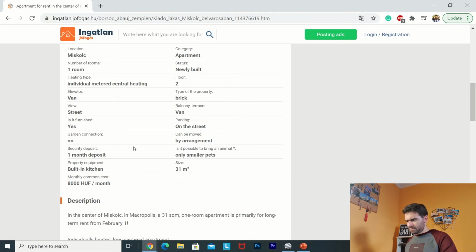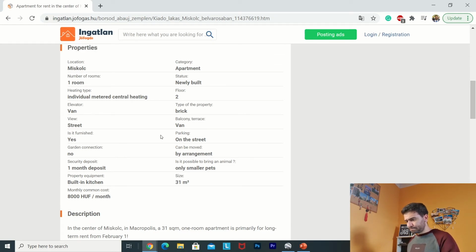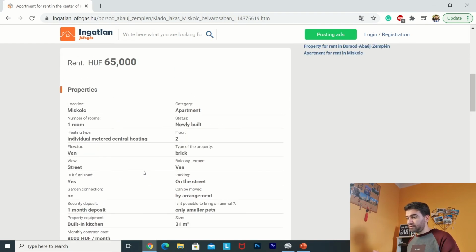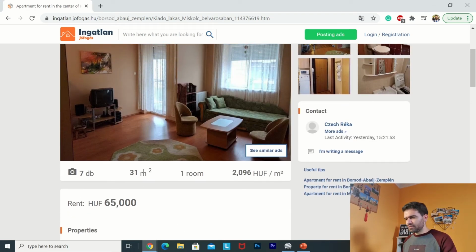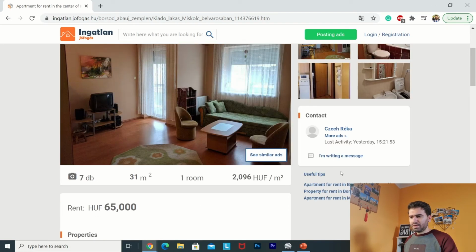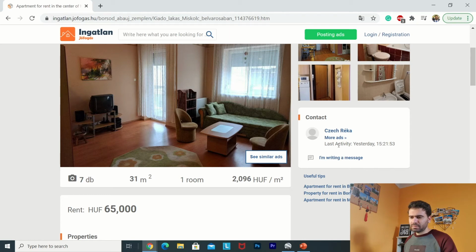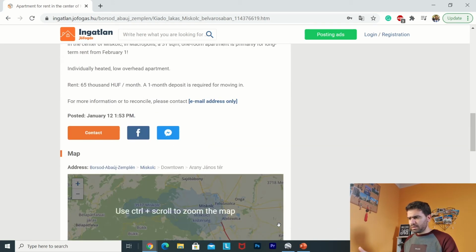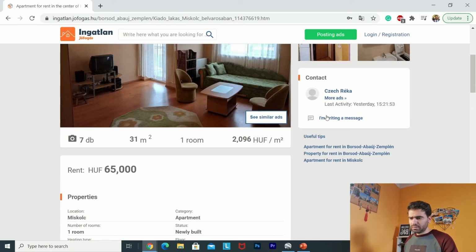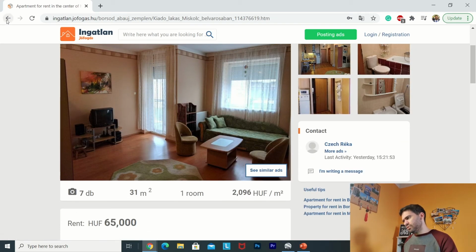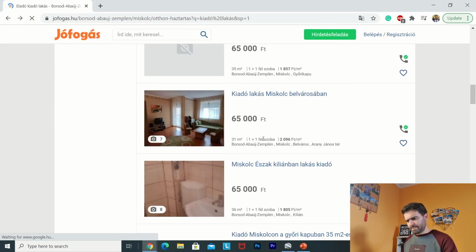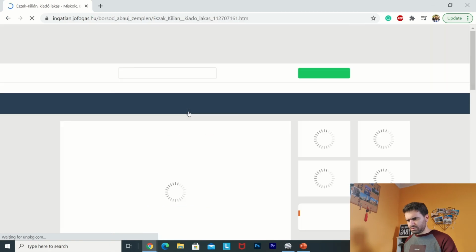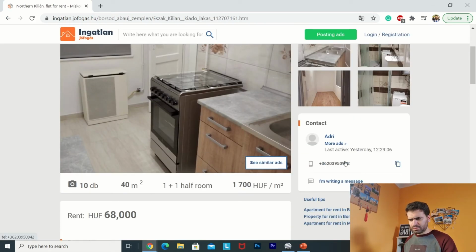So what else? Some places are with the furniture, and some places are not. So here, is it furnished? Yes. Some places are not furnished, even if the pictures are with furniture, but you have to make sure that it's yes here. And here, this is the contact. If you like everything, and it's good for you, you can go and contact them. Sometimes it's like this, you can only write a message, so you need to log in, but most of the time people will just keep their phone numbers. For example, this one, there's a phone number. Yeah, so here you can show the phone number.